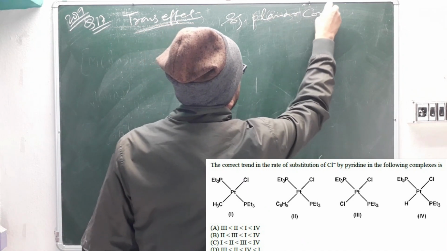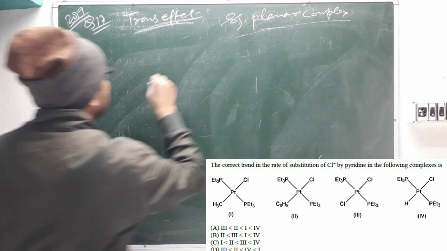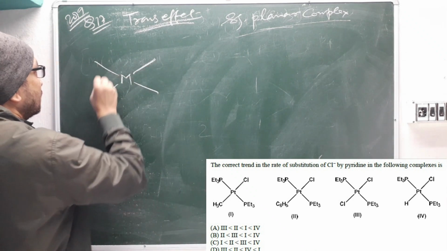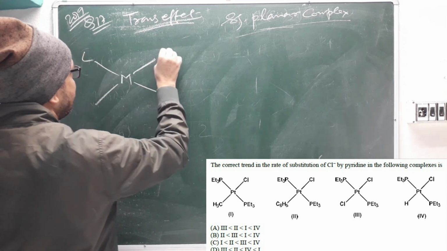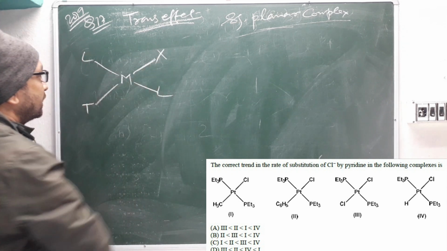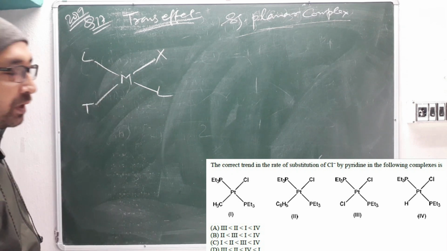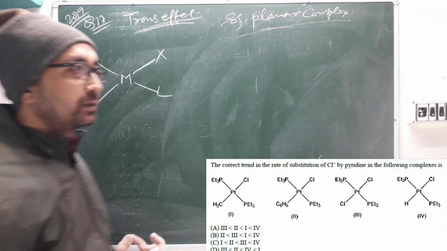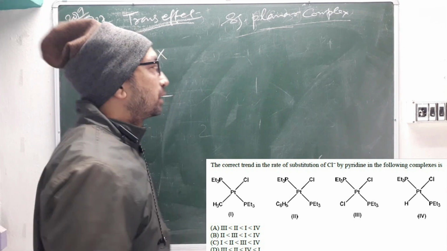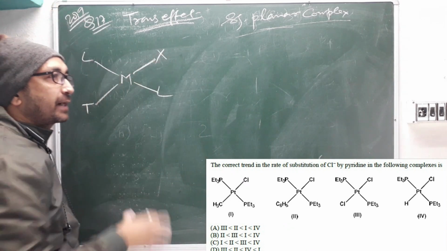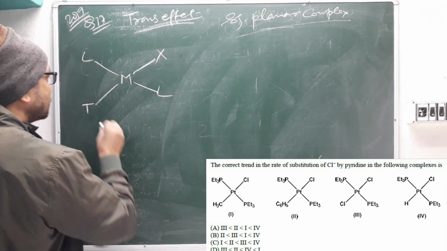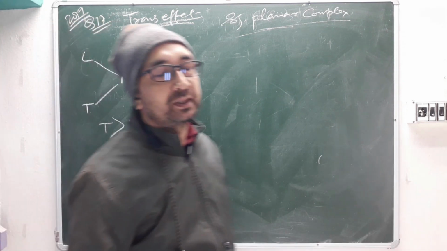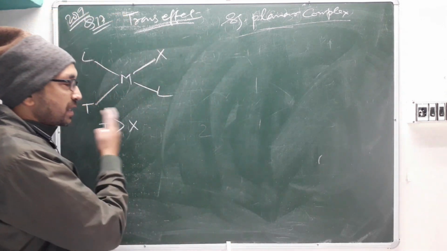Okay, square planar complexes. Suppose we have one metal and it has 4 bonds. Suppose here is a ligand, and here it will be X and here it will be T, and this is a square planar complex. If you see the strong field ligand, which group will act as a strong field ligand? Suppose in this case T will be stronger than X. In the spectrochemical series, T will come first and then X will come second.